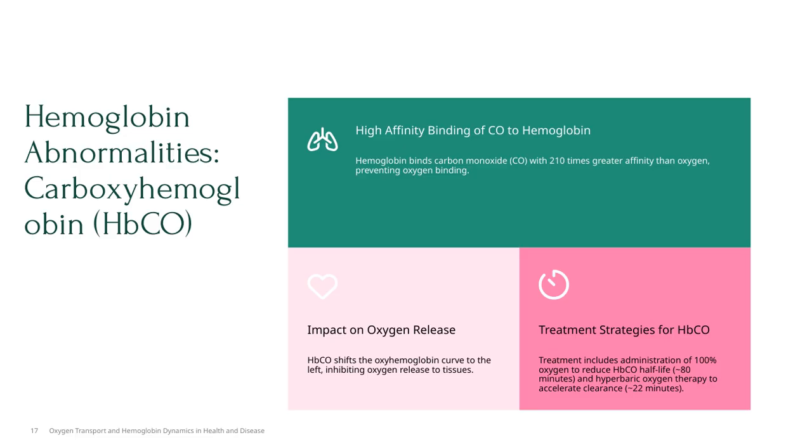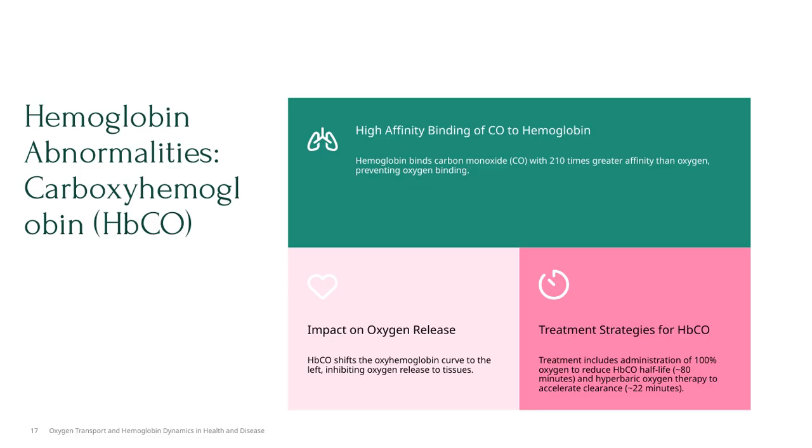When hemoglobin is bound to CO, the oxyhemoglobin dissociation curve shifts to the left. Essentially, this shift makes it much harder for oxygen to be released where it's needed most, leading to tissue hypoxia despite having normal or near-normal oxygen levels in the blood. This condition, where hemoglobin is bound to CO, is called carboxyhemoglobin, or HbCO. Recognizing and understanding this abnormality is crucial, especially in cases of CO poisoning.